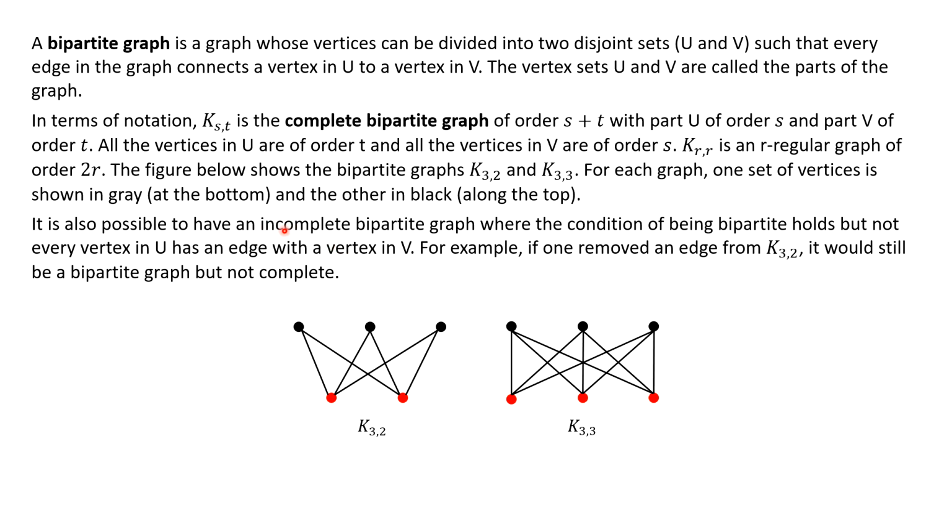And another note is you could have an incomplete bipartite graph. So for example, if we took this one here and let me just draw on it, and let's say we deleted that edge, this would still be a bipartite graph, but it would be incomplete because we don't have an edge between these two vertices.